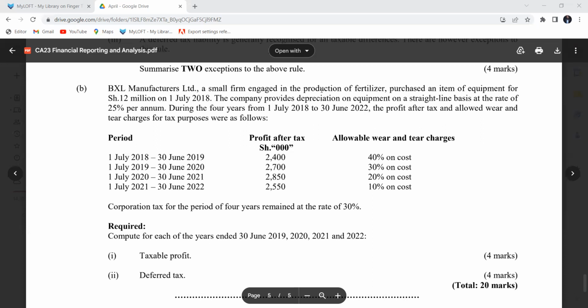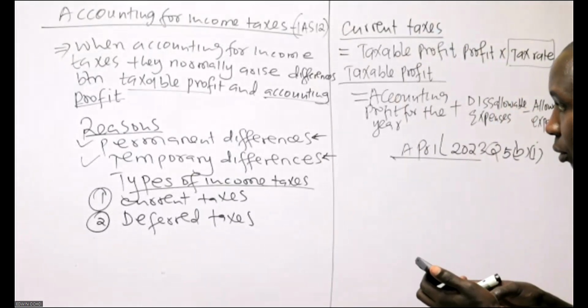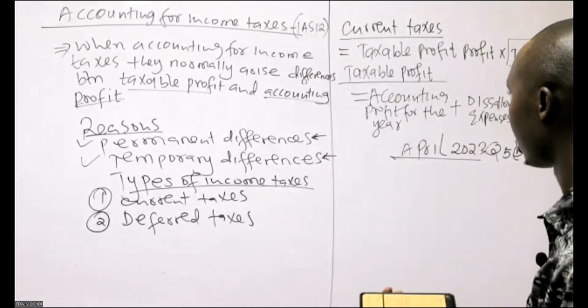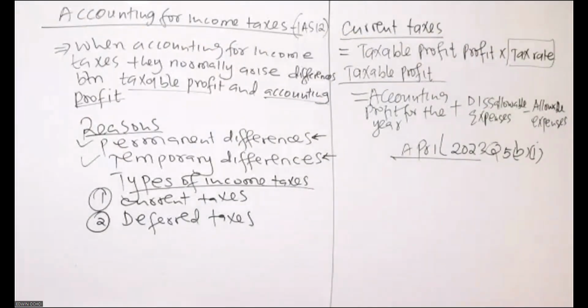So you said to compute the taxable profit. Accounting profit for the year, according to International Accounting Standard 12. So we say that it's accounting profit for the year. So here, I will write a heading: reported accounting profit. Just a minute, I clear the other side.